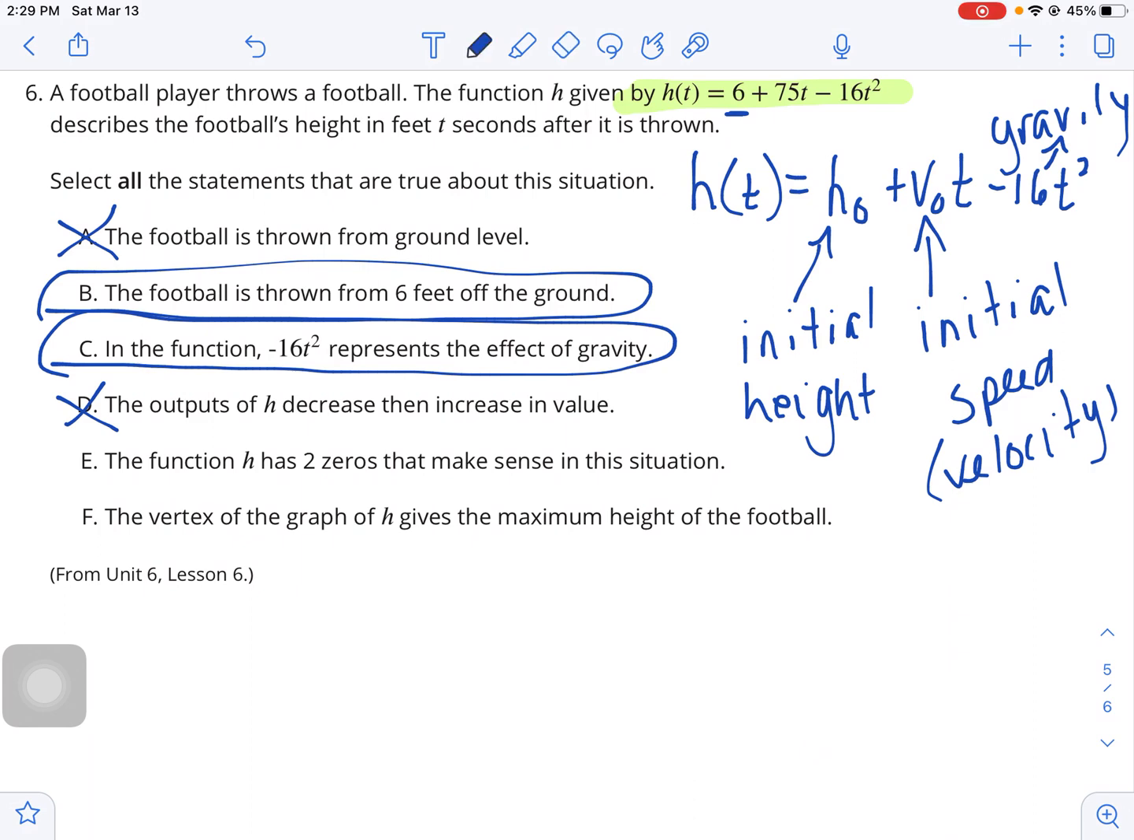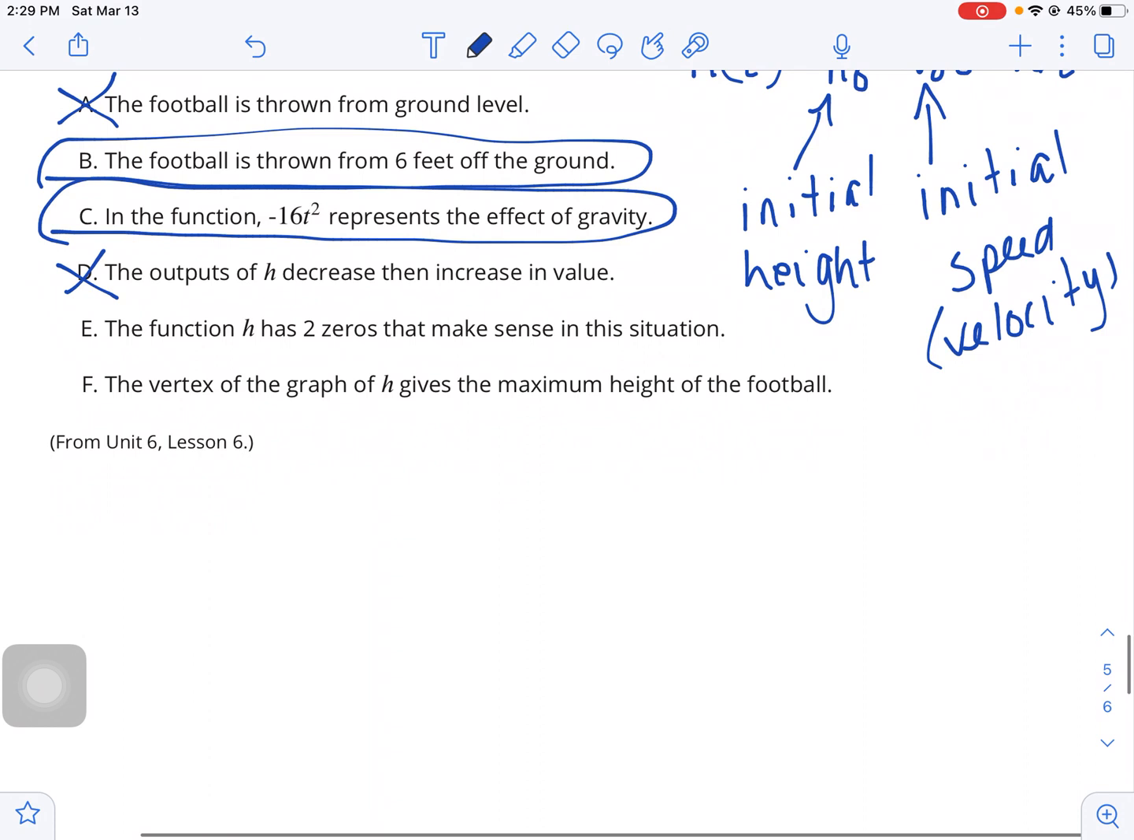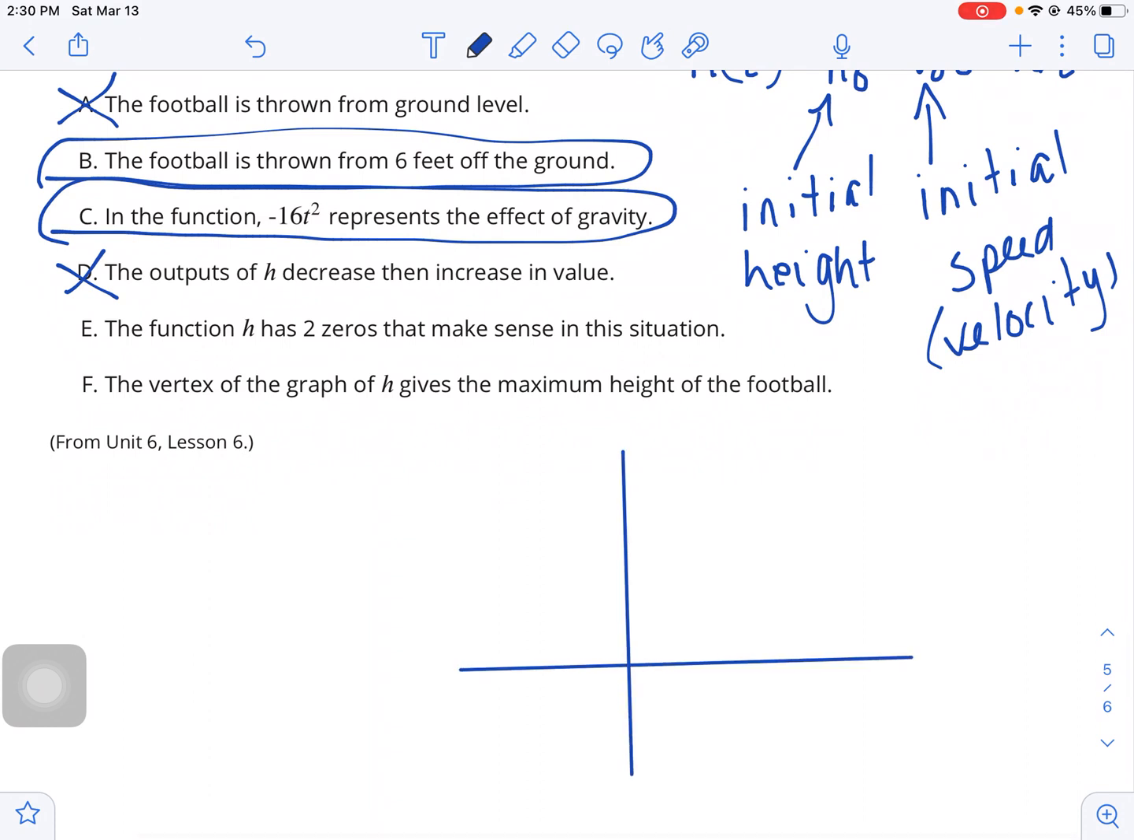Letter E, the function has two zeros that make sense in the situation. No, it's going to have one zero that makes sense, but remember, if it's thrown from a height of 6 feet off the ground, this part of that parabola doesn't make any sense. The only zero that makes sense is this one. It's going to go up and then come down. It'll reach a maximum height because you're giving it some velocity. You're not just dropping it. So this is a no. Just one of those makes sense.